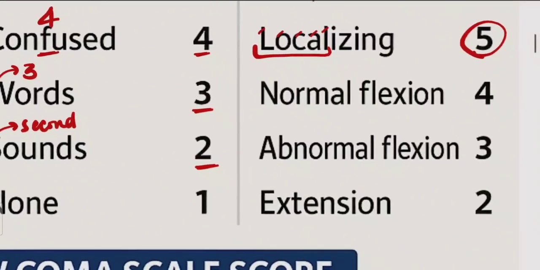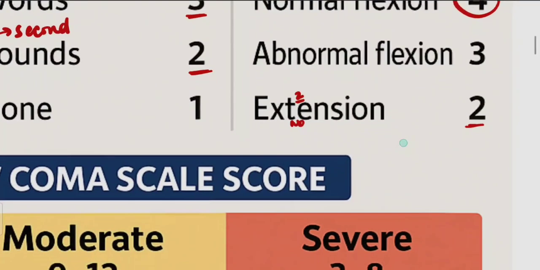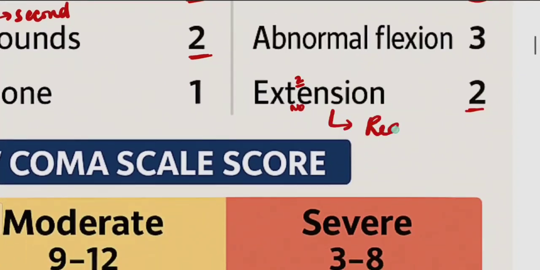Next is normal flexion. Normal flexion is nothing but withdrawal, right? In withdrawal, how many letters does it have? 1, 2, 3, 4. So this is going to be withdrawal, normal flexion. Then you have abnormal flexion and extension. Extension, you can remember as extension, so this is going to be 2. So what is left will be abnormal flexion. And in extension, the red nucleus is also affected.